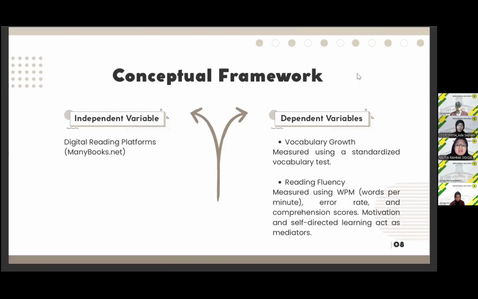And the next slide is concept framework. Here are independent variable. In this study, the independent variable is the use of digital reading platform, especially manybooks.net. And dependent variables are vocabulary growth and reading fluency. Reading fluency is measured through speed, accuracy, and comprehension, while motivation acts as a supporting factor.